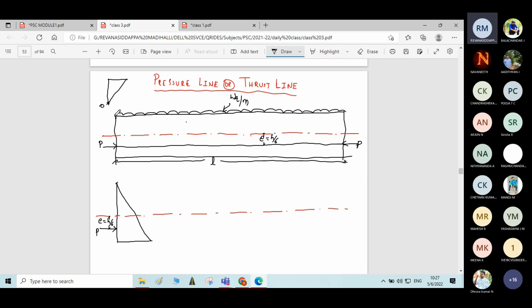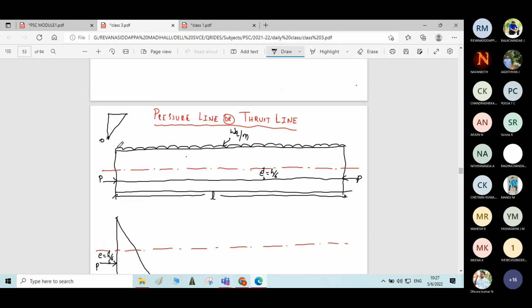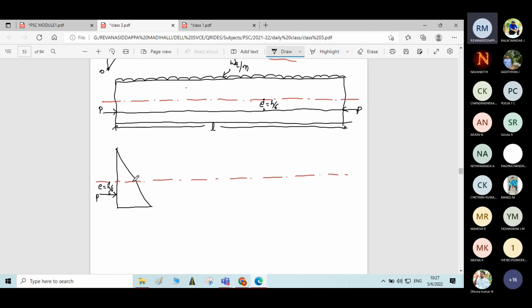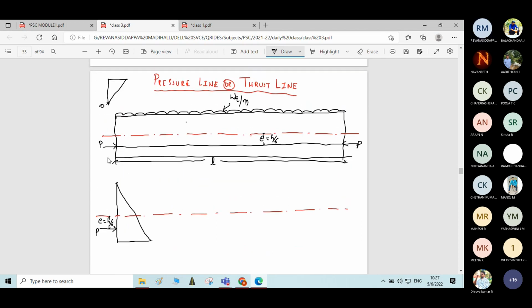At the support, at the end of the beam, there won't be any moment due to dead load or live load because it is a simply supported beam. Mg and Mq will be 0. So we will get only two terms, P by A and P by Z. Therefore, P by A minus P by Z is the resultant stress at the top fiber.